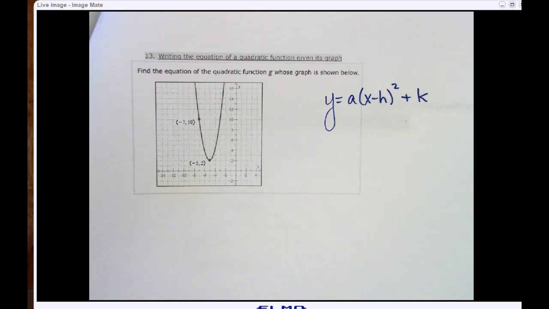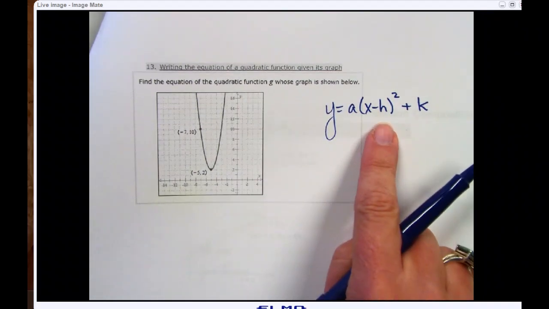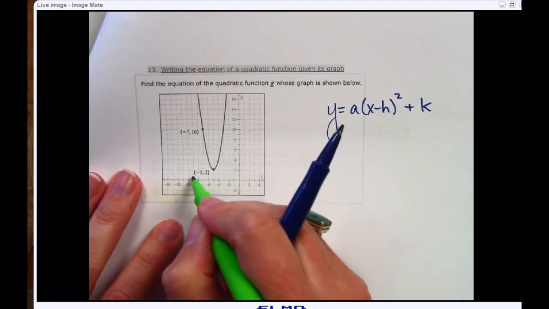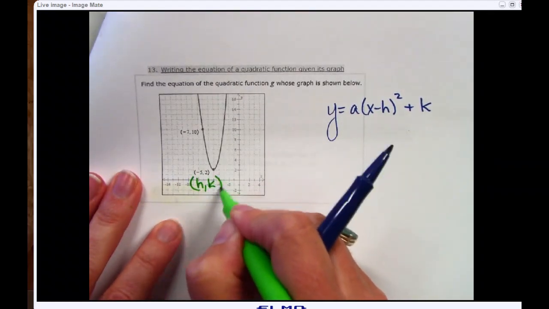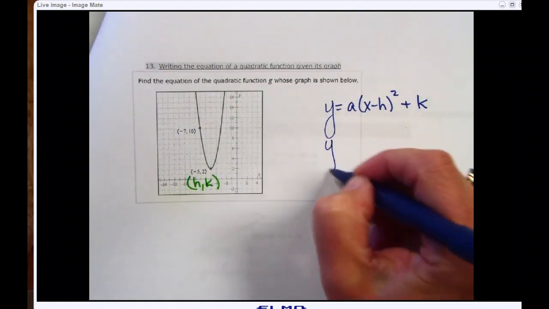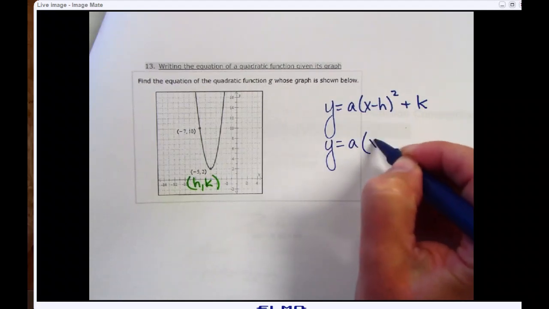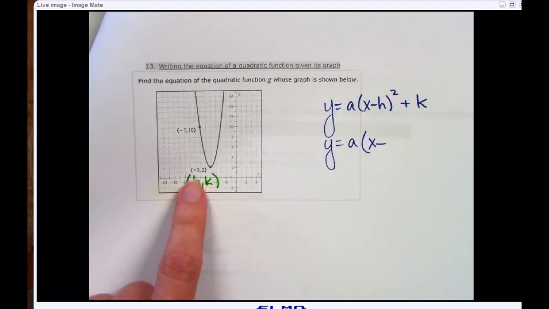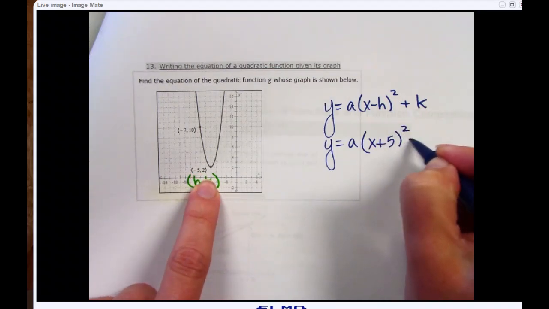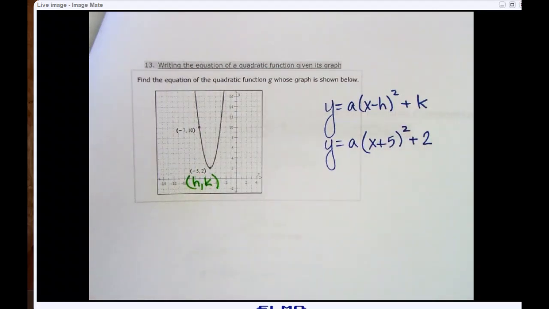Okay. Thank you. Here's our vertex form because it gives me the vertex. Our vertex is the h and k, right? All right, y equals a times x minus negative 5, plus 2. I was feeling really good about it until I realized I don't have my a. Any ideas on how we find that a?